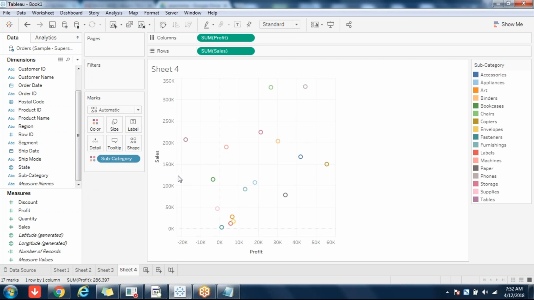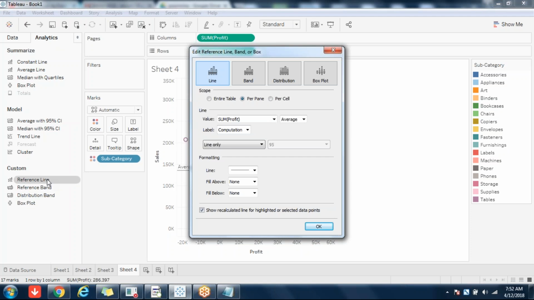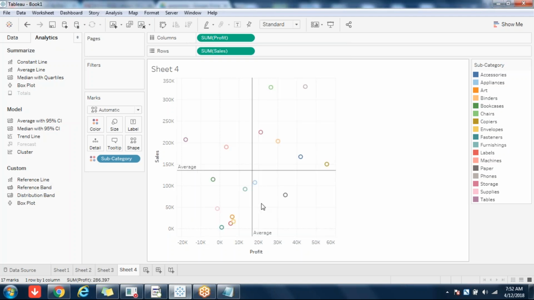trend line here. Reference line obviously you will get. Don't even think about it, because you have axes and both are measure axes. So if you add a reference line, you will get a reference line. Very simple, very easy. You can get a reference line very straightforwardly. But that's not the point.